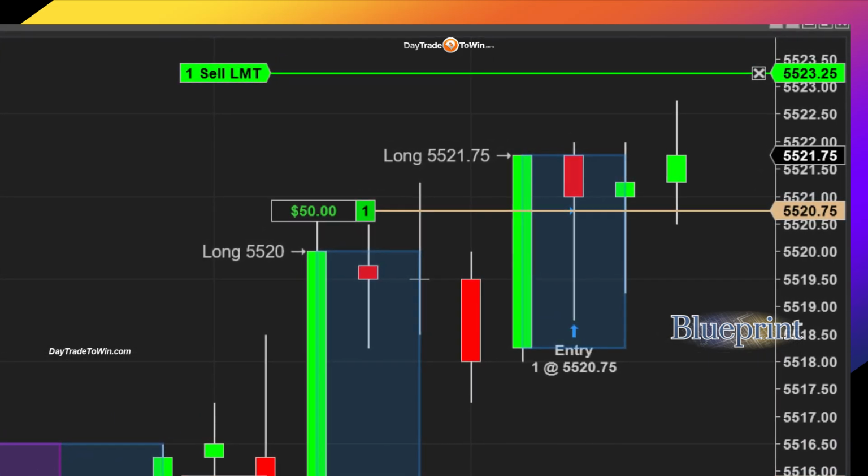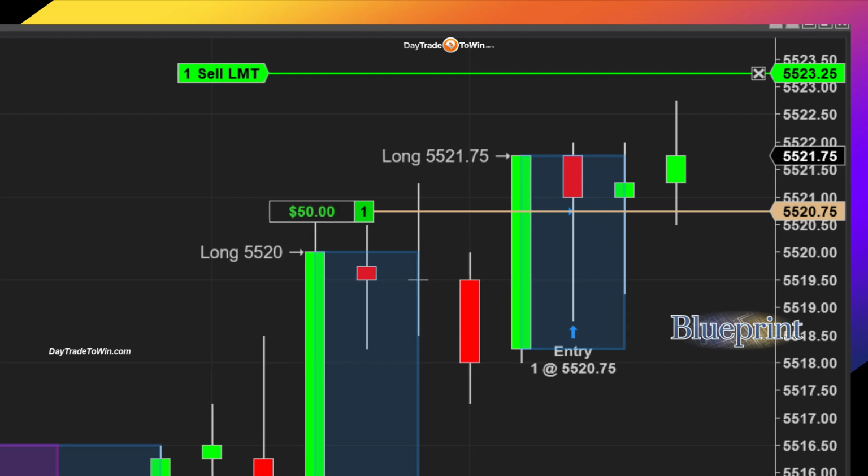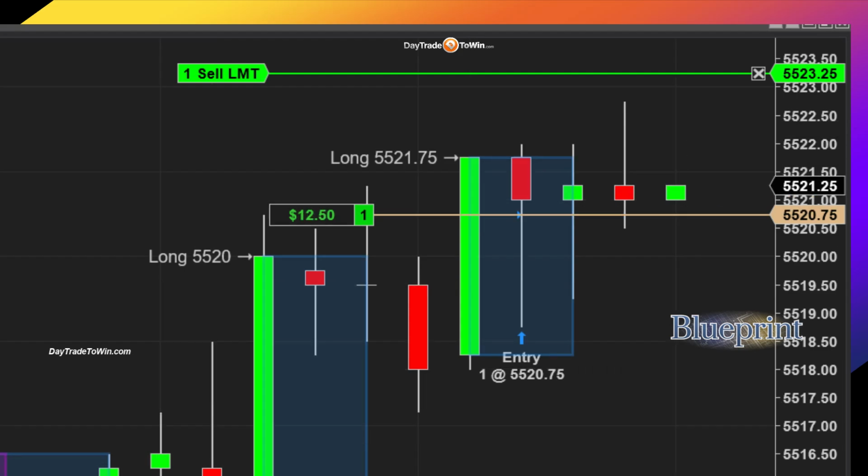Slower conditions, take a smaller stop and target. More volatile conditions, that ATR is going to be much larger, take a larger profit or try for a larger profit, and you have to increase your stop at the same time.